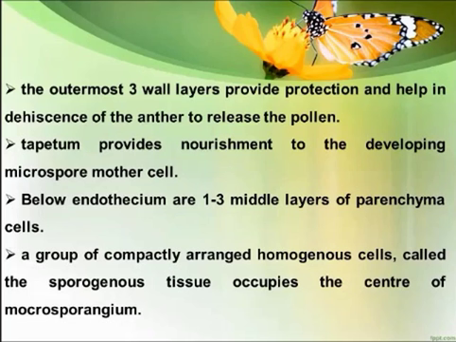Inner to the epidermis lies the endothecium. It consists of single layered, radially elongated cells. It has a thin layered area called stomium which helps in dehiscence of anthers. Next, inner to the endothecium come 2 to 3 layers of flattened cells called the middle layer. The innermost layer is the tapetum. It is a single layer of cells with dense cytoplasm and prominent nuclei.